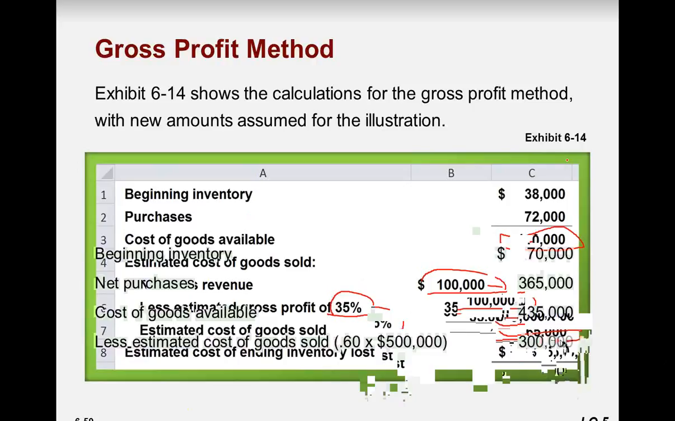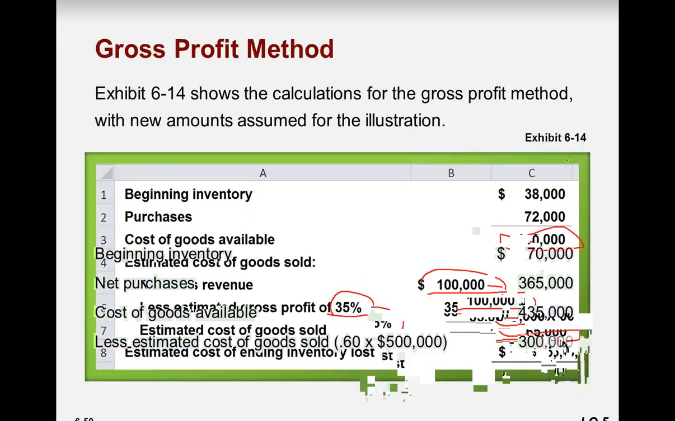So if ending inventory is overstated by 10,000 and cost of goods sold is understated by 10,000, then compare period 1 with period 3, which is correct. Period 1 should look exactly like period 3. That's what period 1 should look like. So our ending inventory has been overstated, and so that makes our amount off by 10,000.